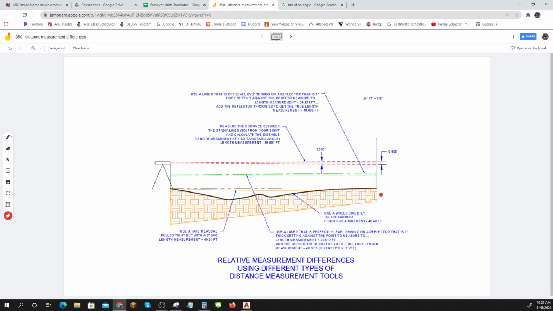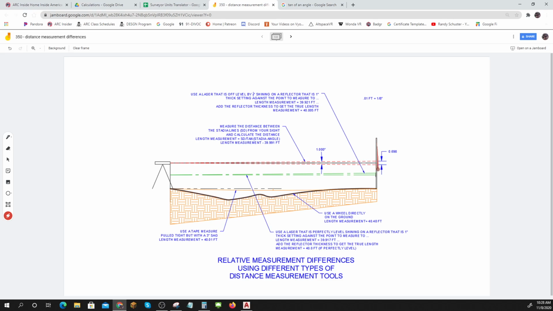If I pull too hard, and it's a vinyl tape, I'll actually stretch it and get a bad reading. If you're using a chain or something like that, it's much stronger, or a metal tape. But let's say I've got a vinyl tape, and I have 3 inches of sag. Well, I will get that measurement then as 40.01, much, much closer than 40.48. And up here I've noted that 0.01 feet is about 1/8 of an inch. So I'm going to get a slightly too long measurement.